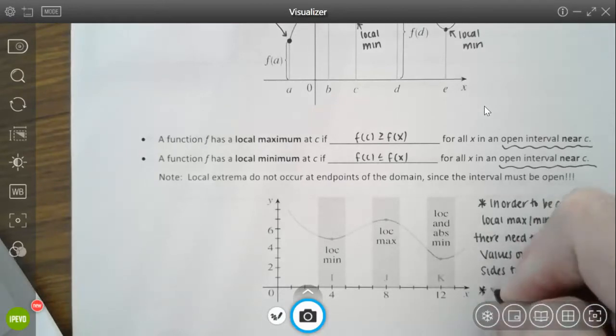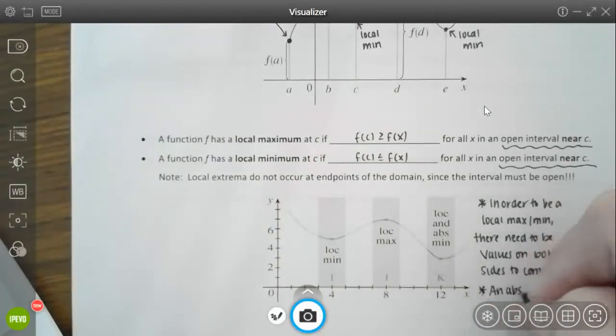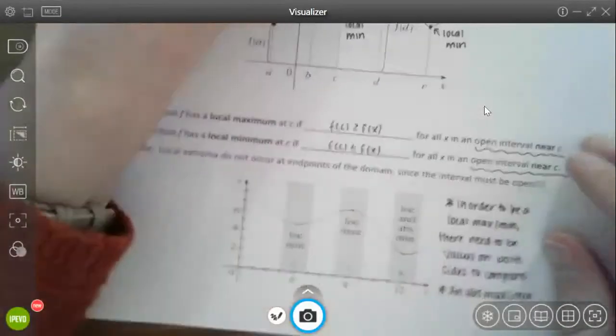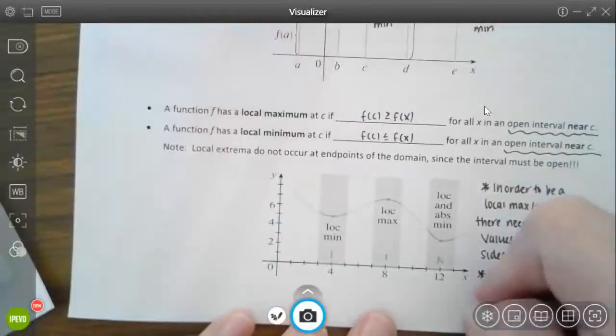And I'll just put this as a note. An absolute max or min can occur at an endpoint.